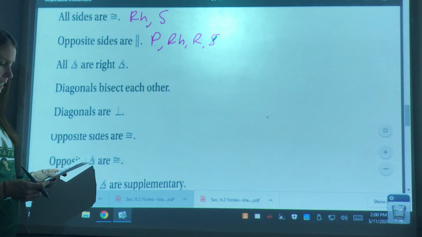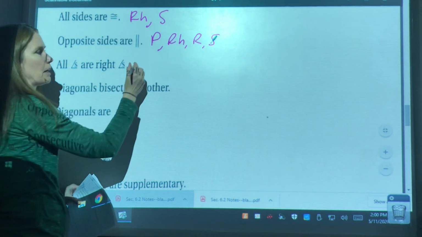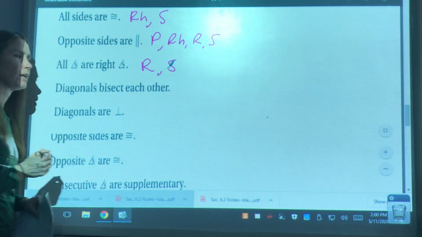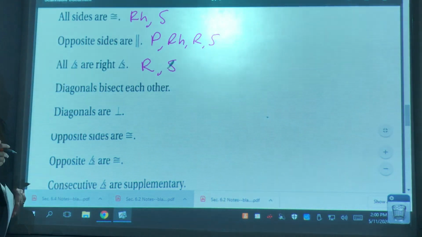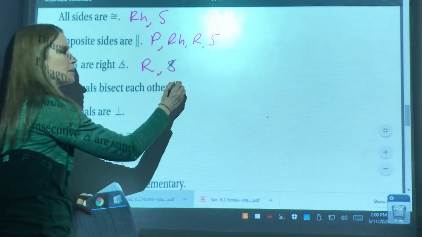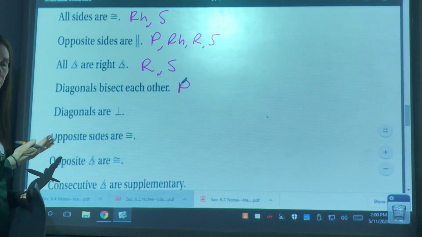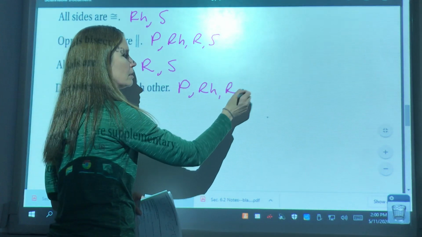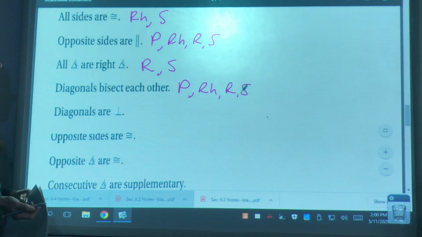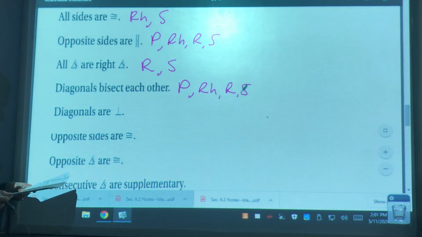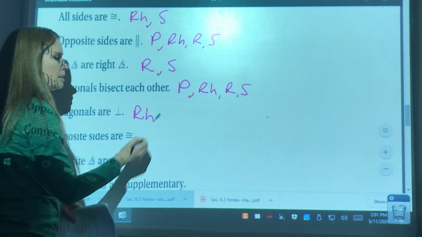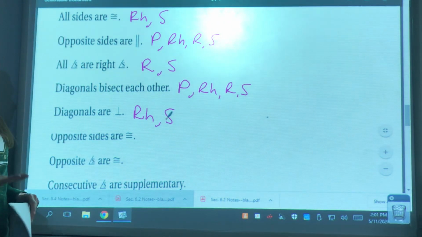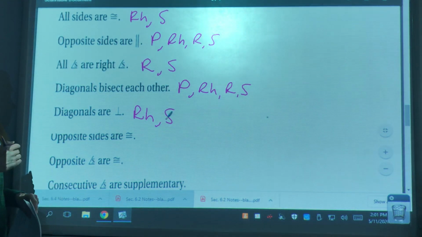All angles are right angles. Okay, that's one of the properties of a rectangle. And again, because a square has all the properties of a rectangle, it fits square as well. Diagonals bisect each other. That's a property of a parallelogram. If it's a property of parallelogram, it fits the other three because they are parallelograms. So rhombus, rectangle, and square as well. Diagonals are perpendicular. That's one of the specific things we said about a rhombus. And again, if it's a property of a rhombus, it's automatically a property of the square also, because the square has all the properties of a rhombus and a rectangle.